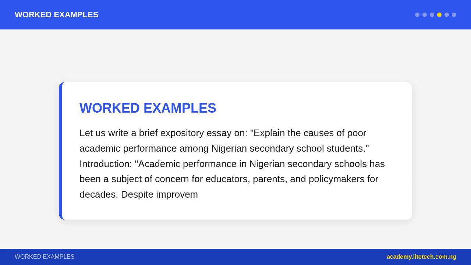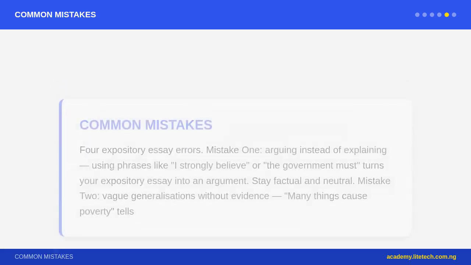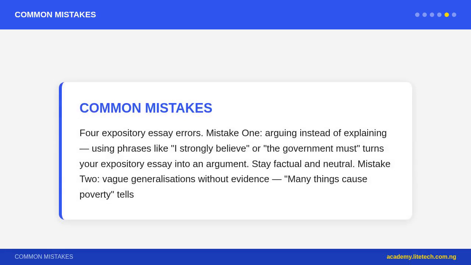Technique 3. Use signal words for text structure. For process essays, first, second, then, finally. For cause-effect, because, therefore, as a result, consequently. For comparison, similarly, however, in contrast, on the other hand.